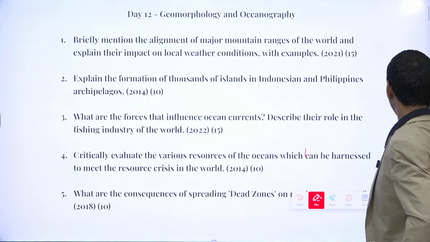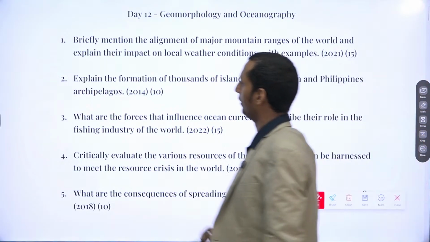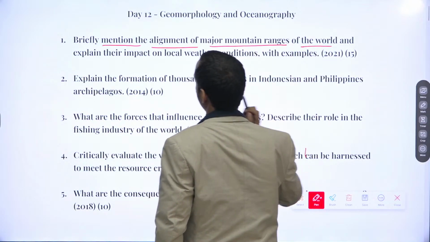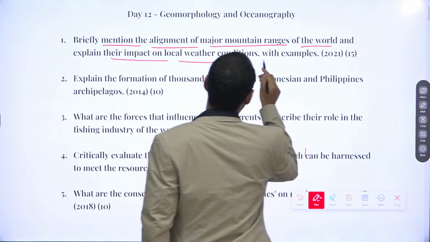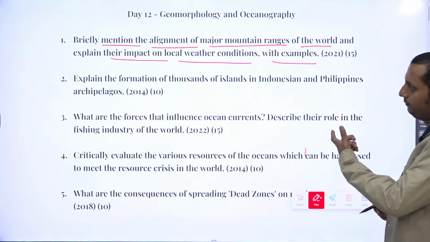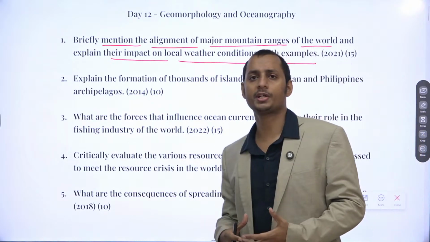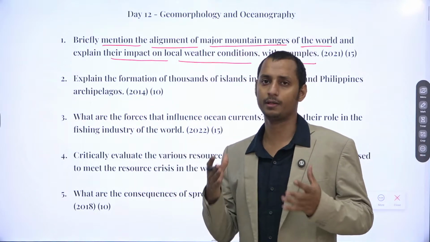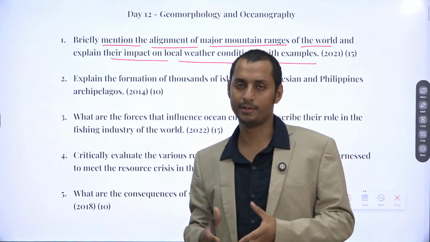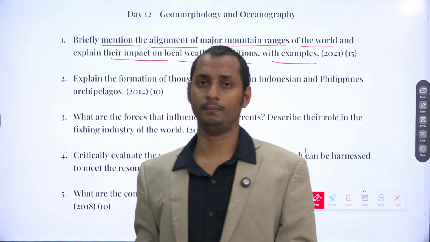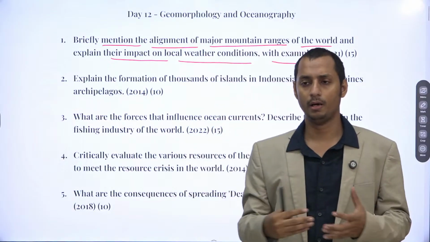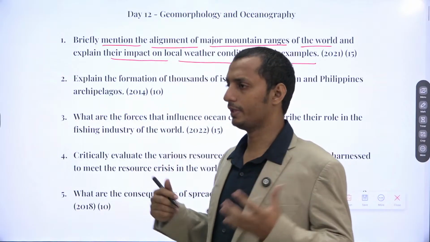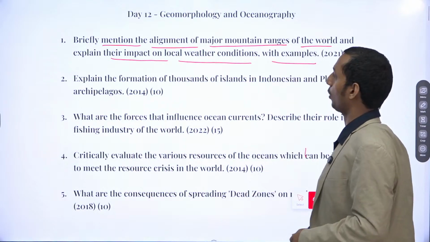Now, what to write on all these questions? So the first one: briefly mention the alignment of major mountain ranges of the world and explain the impact of local weather conditions with examples. So here, in the introduction, you can mention the different mountain ranges of the world. You can mention the Himalayas, the Andes, all these mountain ranges, or you can mention their formation due to continental and oceanic crust convergence, or the movement of tectonic plates. For these reasons, we have different mountain ranges in the world.